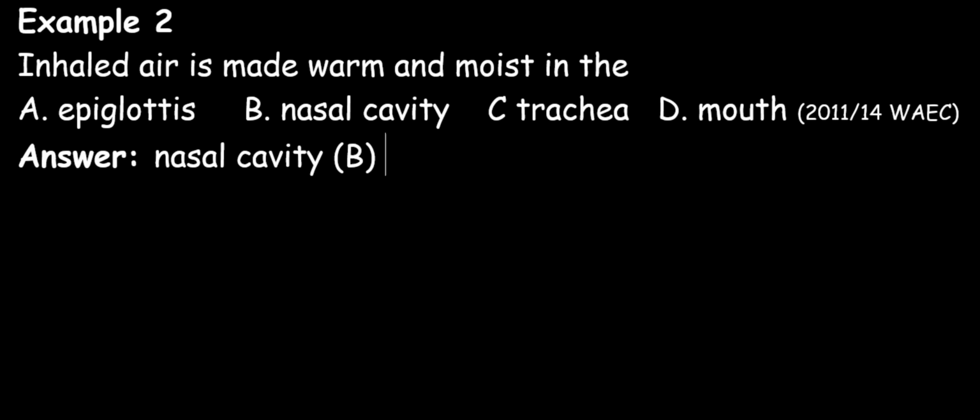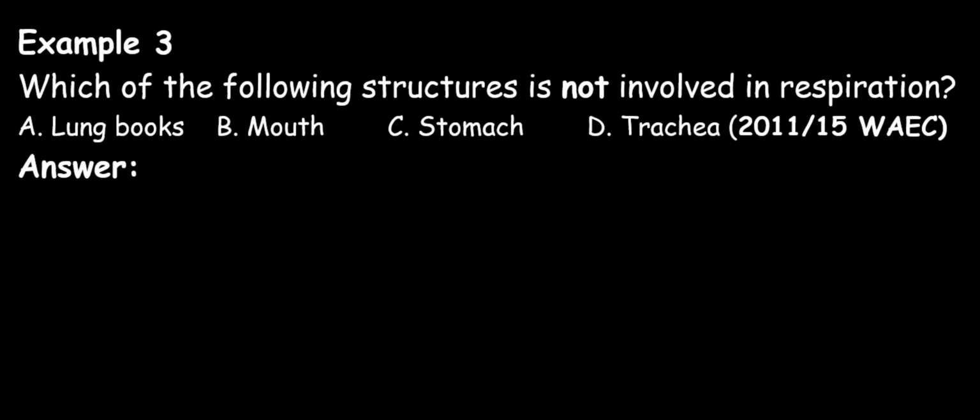The next question says, which of the following structures is not involved in respiration? A, lung books, B, mouth, C, stomach, D, trachea. The answer to the question is C, and this is because the stomach is not involved in respiration. It is a part of the digestive system.